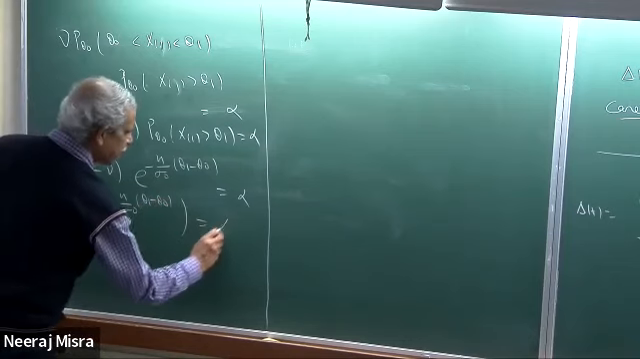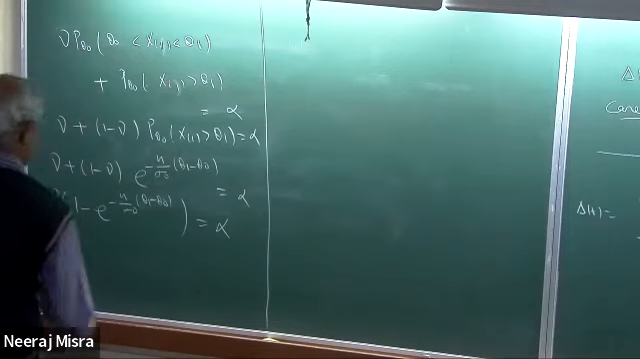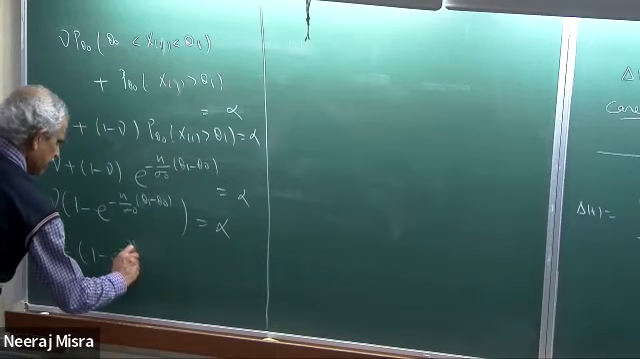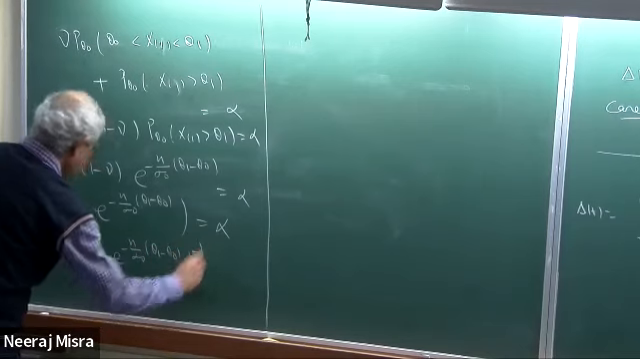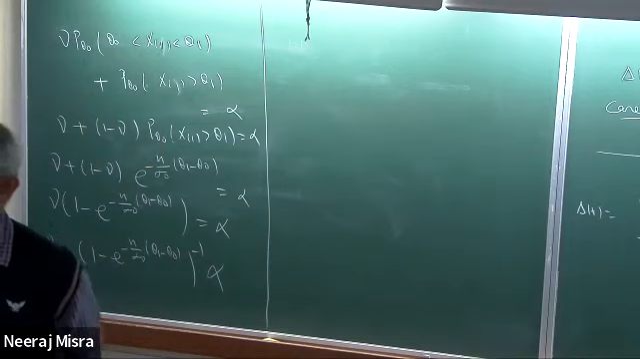Just make sure that I'm not making any mistake. Hopefully I'm not, but you get the value of gamma. So gamma is nothing but 1 minus e to the power minus n by sigma naught, theta 1 minus theta naught, inverse, times alpha.